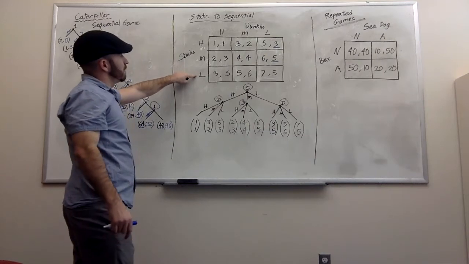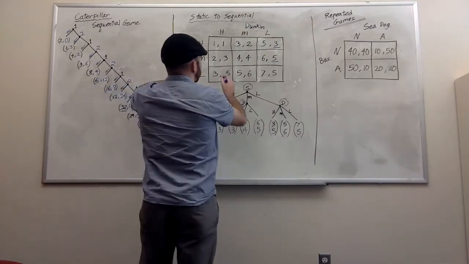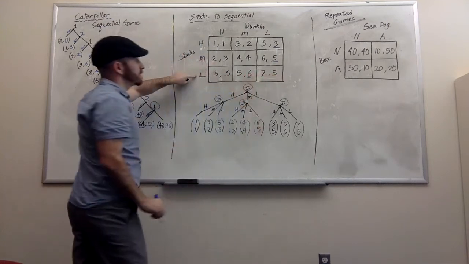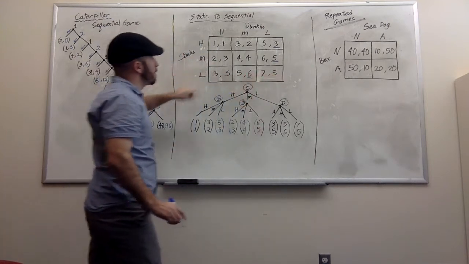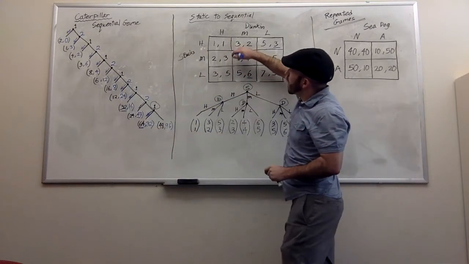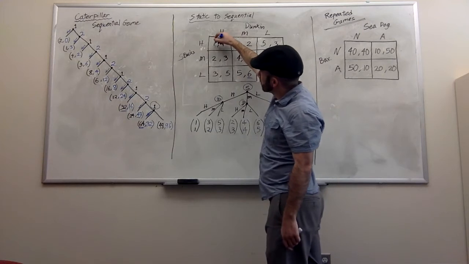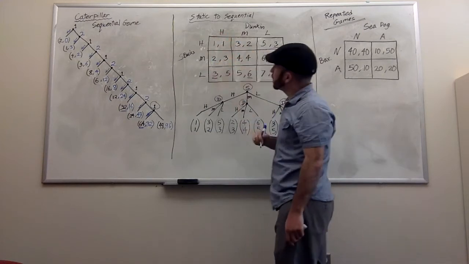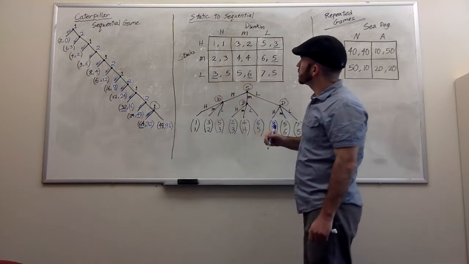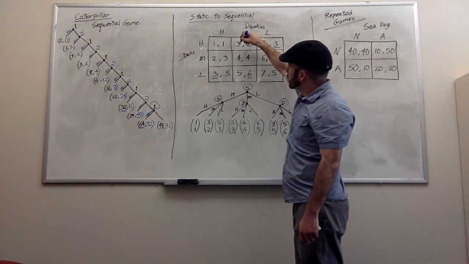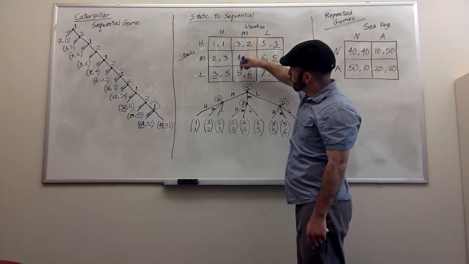And if Starbucks chooses a low price, then Dunkin' can earn 5, 6, or 5. So there's their best response there. Now switch it around. Suppose that Dunkin' chooses a high price. Then Starbucks is choosing between these first payoffs, and 3 is the best that they can do. If Dunkin' chooses a medium price, then Starbucks is choosing between 3, 4, or 5.